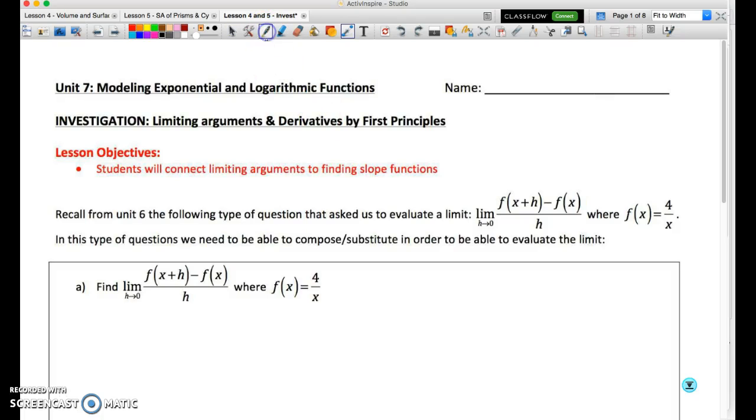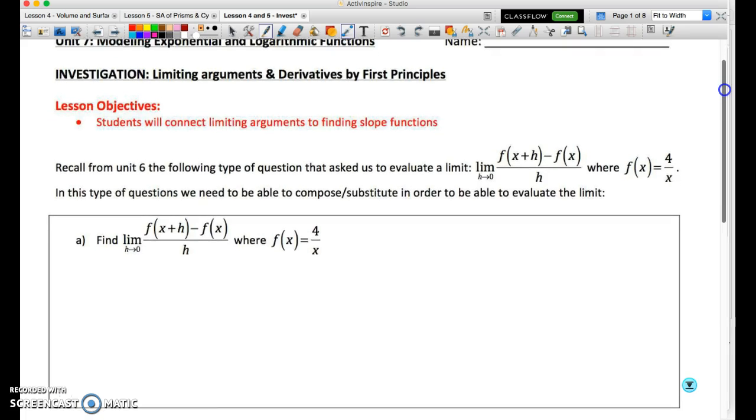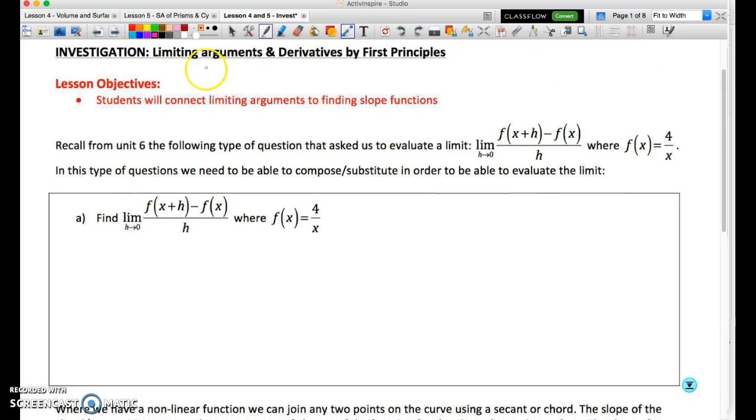Okay, pre-calc students, welcome to the introduction to your investigation. What we're going to be investigating is limiting arguments and derivatives by first principles. The objective of this investigation and of this video specifically is to help you make the connection between limiting arguments that we were dealing with in the previous unit and finding slope functions by first principles.